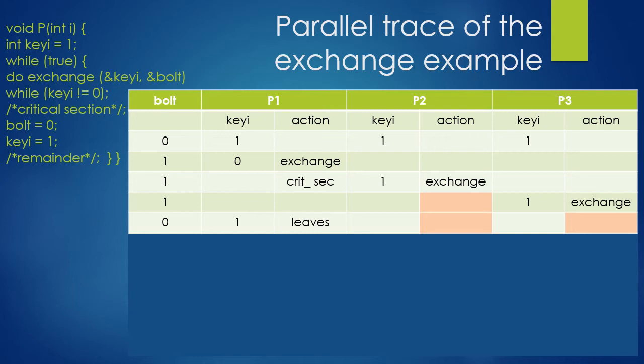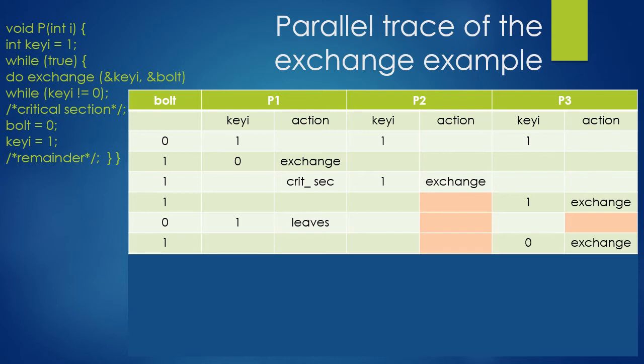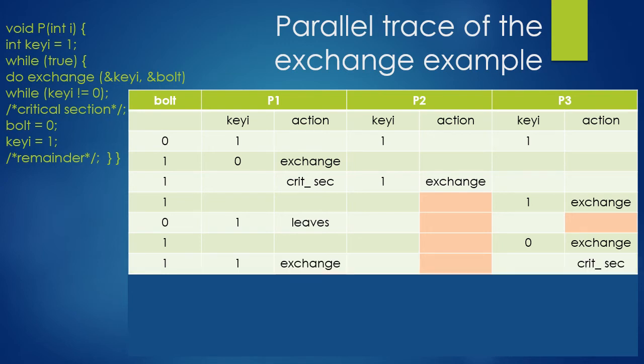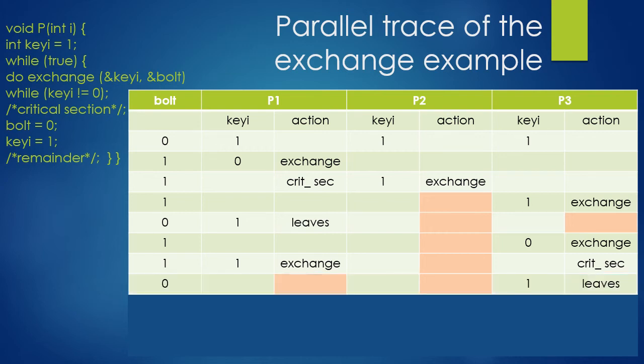P1 leaves the critical section, sets bolt to 0, key I to 1. We assume P3 exchanges its key I with bolt first. Bolt goes to 1, P3's key I becomes 0, and P3 enters critical section. We assume P1 starts the outer while loop again. P1 exchanges its key I with bolt. Both variables are 1 and P1 is caught in the do while. So P1 is busy waiting.